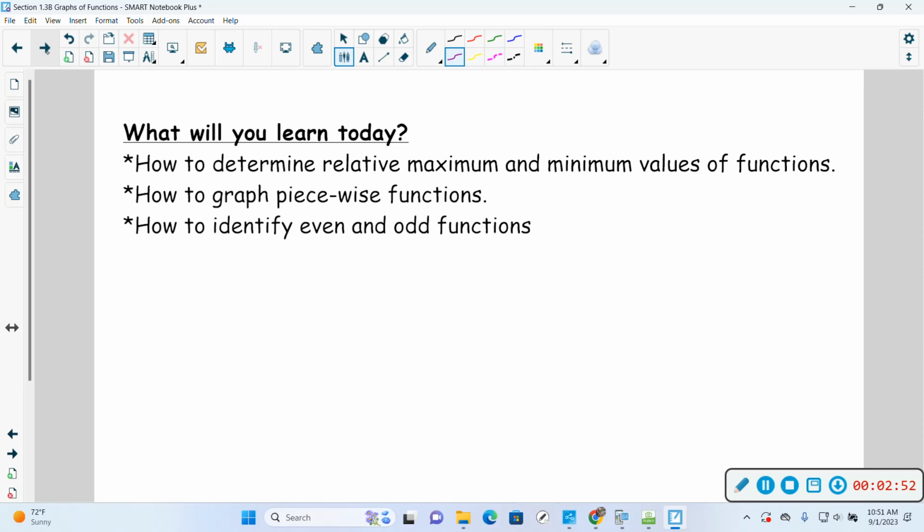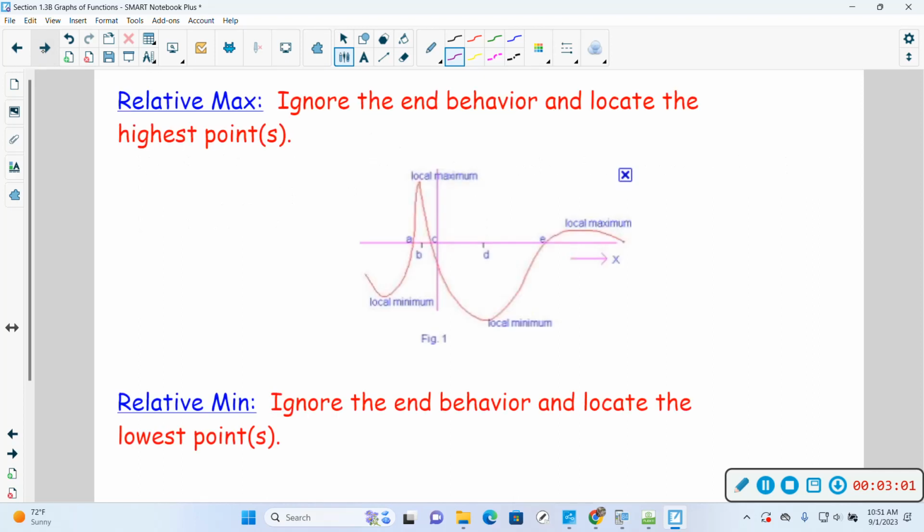And then even odd. Even odd, you can do it 2 ways. You can do it algebraically. You can do it off the graph. I'm going to show you both. I never care how you do it, as long as you actually can do it. Okay? So let's talk relative max and min.